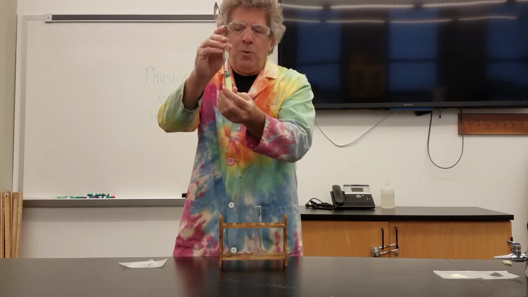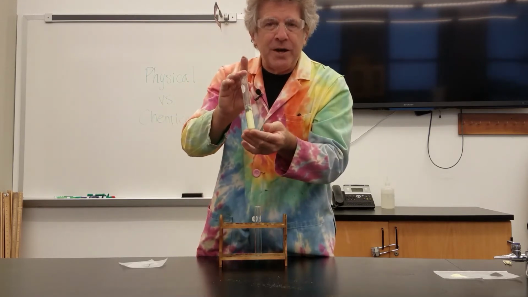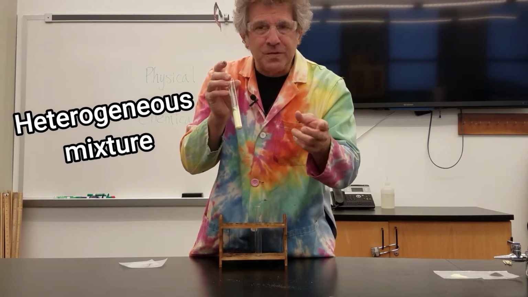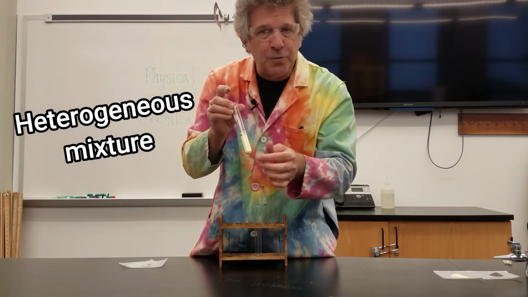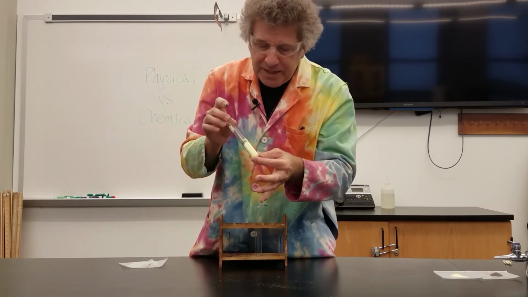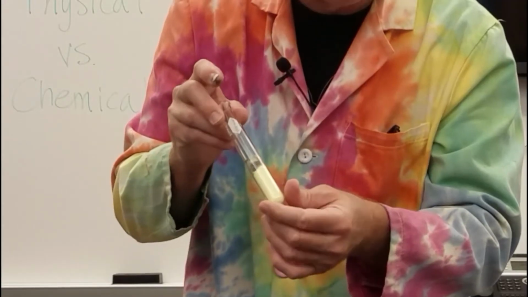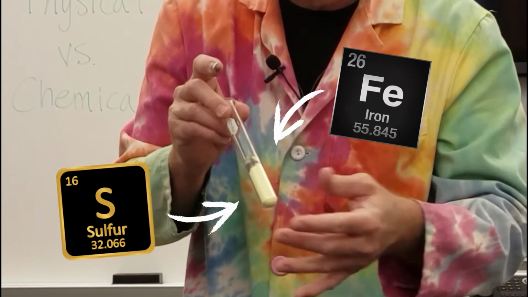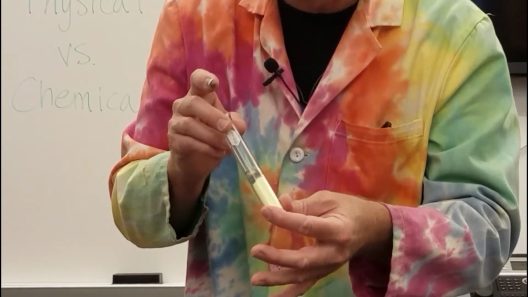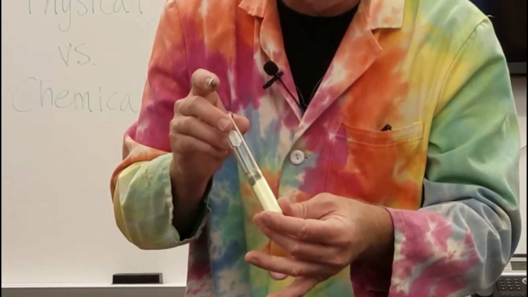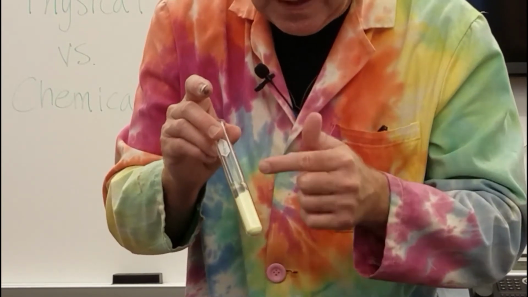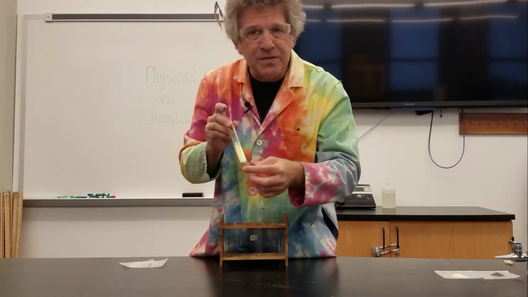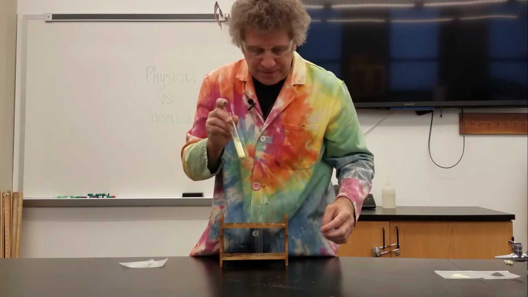Okay, now what I have here I would classify as a heterogeneous mixture. The two substances, the two elements, the iron and the sulfur, are mixed together, but I can clearly see what part is iron and what part is sulfur, because they are different colors. Again, the iron is a grayish colored substance, the sulfur is a yellow colored substance, and we could see what those differences are inside of the test tube. That's what makes the mixture heterogeneous.